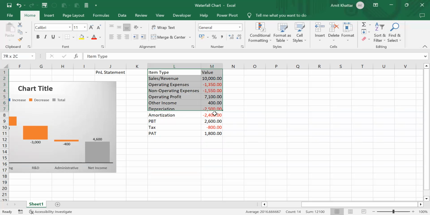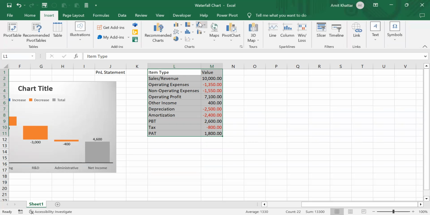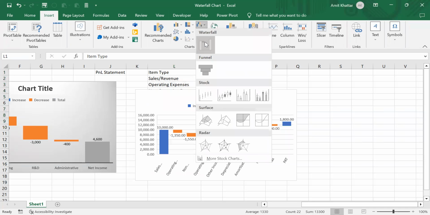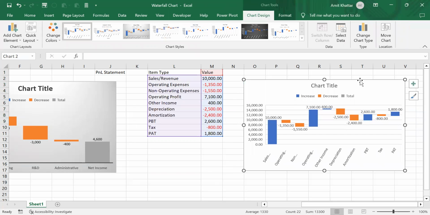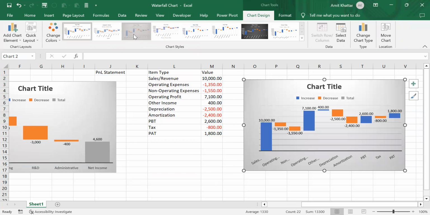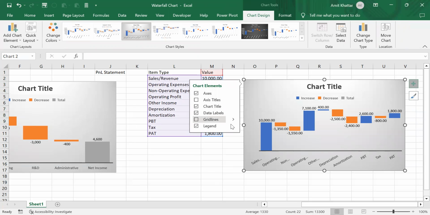Let's first select the data, Insert, move it to the right. So firstly, I'll change the style, looks better. I can remove the grid lines, not needed.